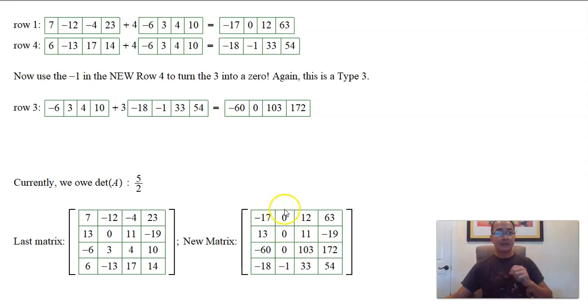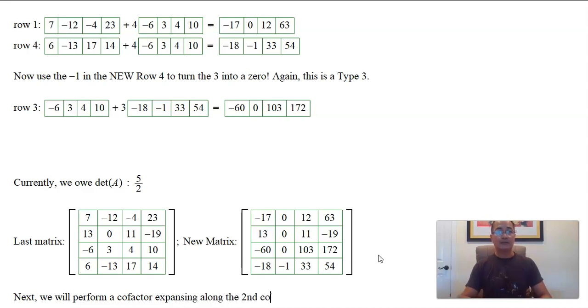Excellent. Okay, so as you can see, column 2 is now 3 zeros and a single non-zero entry. Okay, so the next step is going to be crucial. We are going to perform a cofactor expansion on this 4x4 matrix along column 2. Let me write that down. Next, we will perform a cofactor expansion along the second column of this matrix.